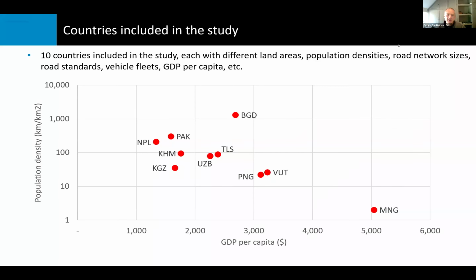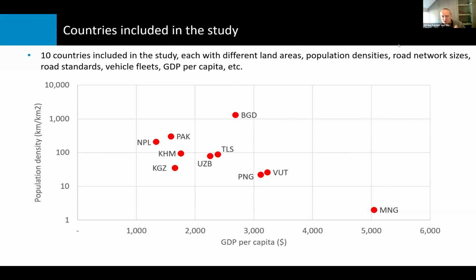aspects of a country can have an effect on the transition speed to electric vehicles, but they also have an effect on the level and type of road user revenues that are collected. So the graph here just shows 1 or 2 of these aspects. It looks at population density and GDP per capita. So we see that Mongolia, for instance, has a very high GDP per capita, the highest of these 10 countries, but it has a very low population density.